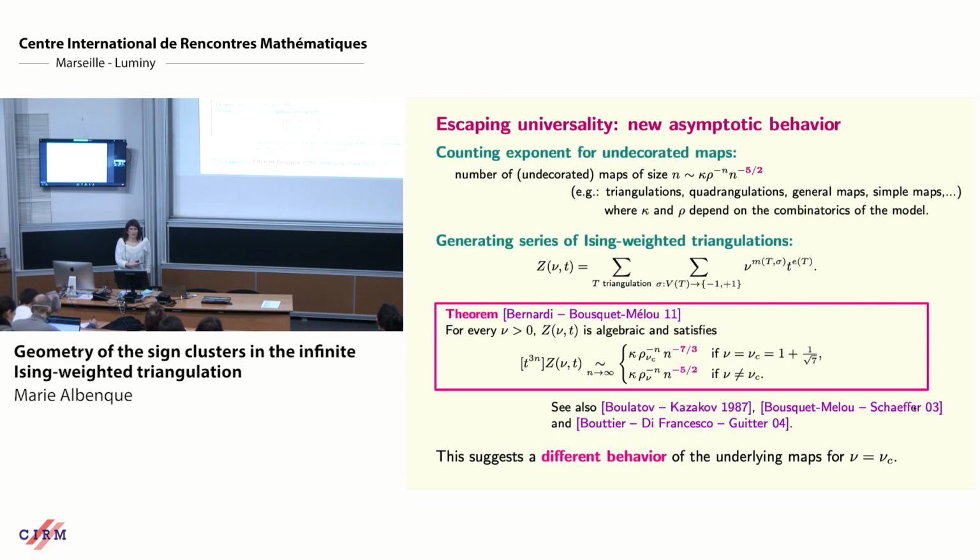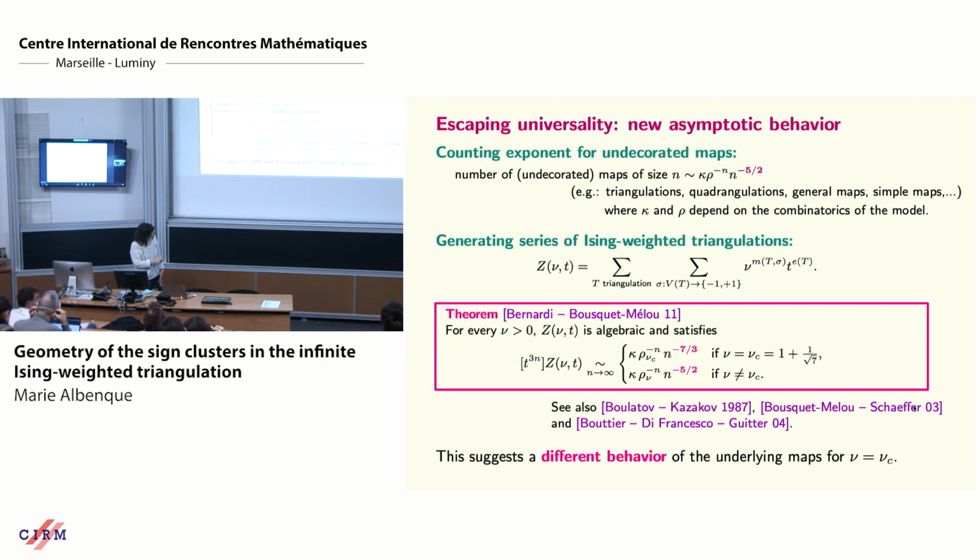You can look at the behavior of this coefficient. This is the analog of the number of triangulations, if you want. It's the total Ising weight of triangulations of this size. There was work by Bernardi and Bousquet-Mélou, and they studied this generating series and proved that it's algebraic, and it allows them to obtain the following asymptotic behavior for this coefficient.